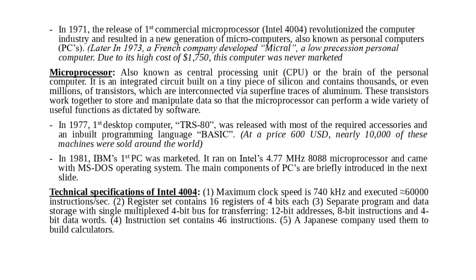So in 1977, the first desktop computer, the TRS-80, was released with most of the required accessories and the inbuilt programming language BASIC. BASIC was one of the first few primary programming languages. And in 1981, IBM's first PC was marketed, and it ran an Intel 4.77 megahertz 8088 microprocessor.